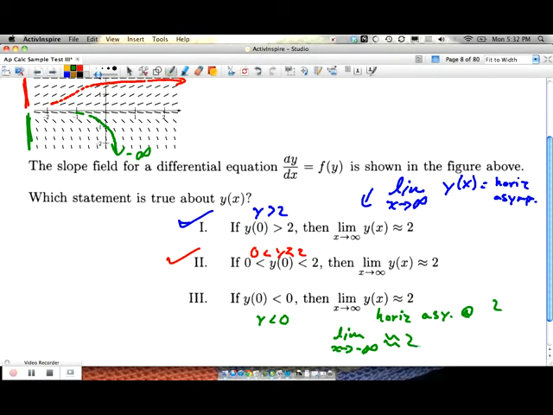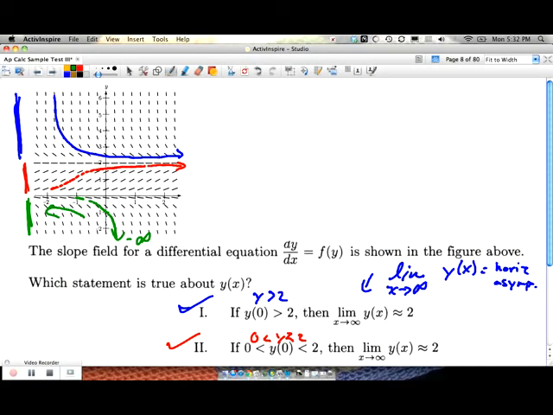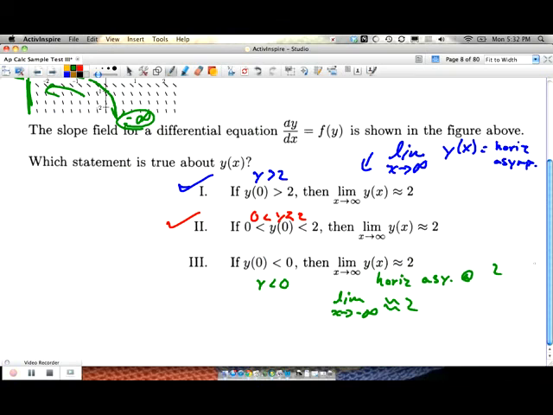In other words, that's saying as we go off to the left, we do have an asymptote at 2. But to the right, we go down to negative infinity. So I'm not sure what would be the correct choice, A, B, C, D, or E. But we know that 1 and 2 are correct, 3 is not.